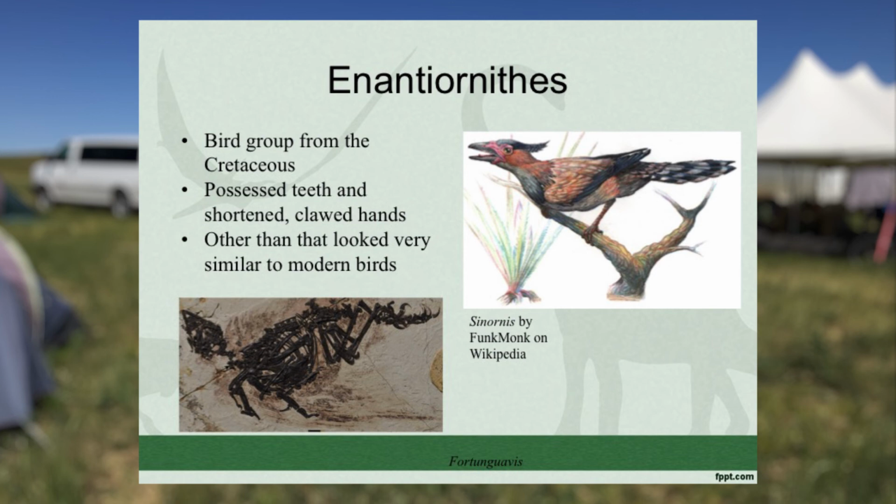Enantiornithes, a bird group from the Cretaceous. All right, now it gets interesting. They possess teeth. If you look at the hands, they're shortened. It looks more like a carpometacarpus. And we have a claw. So there's still a claw, but we have reduced hands. Otherwise, they look a lot like modern birds. Okay?